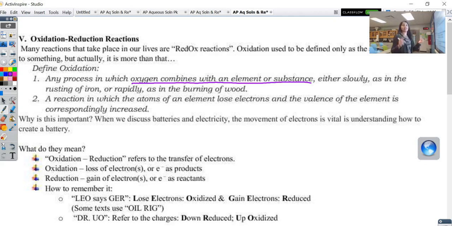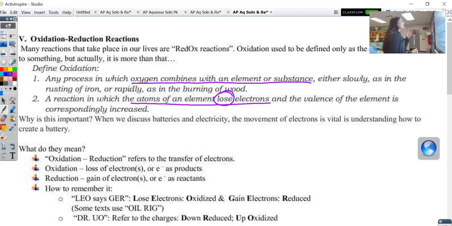A reaction, this is a different one, in which the atoms of an element lose electrons is also called oxidation, which means reduction is the opposite. So if it loses electrons, we say that it's oxidized, and if it gains electrons, we say that the substance has been reduced. When we talk about the substance, we're typically talking about one of the reactants. That's what we mean by which substance. So it's not just the element or the ion. Well, it could be an element, but it's whatever's on that left side of the arrow.